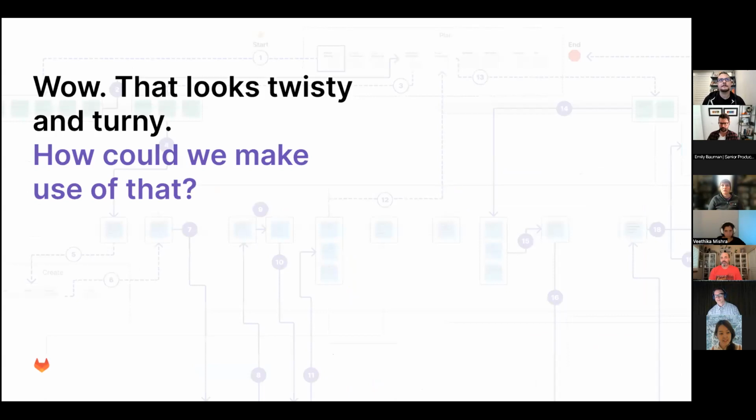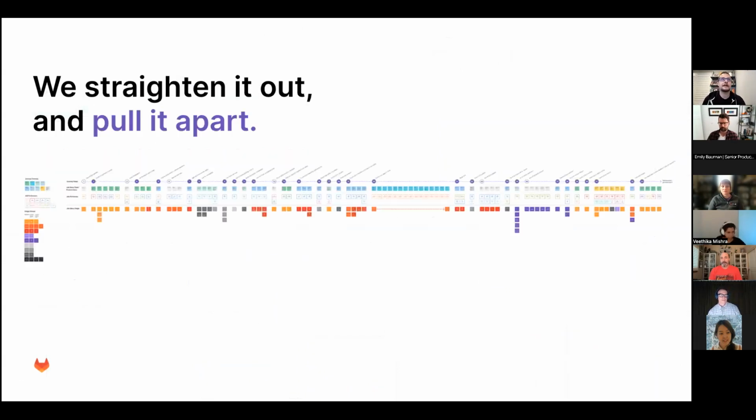And yet that looks really twisty and turny, man. Like, how could we actually make use of that? Well, what I did is I kind of straightened it out and pulled it apart. And I ended up with something kind of like this, which is a little bit like a route map in a subway or something.